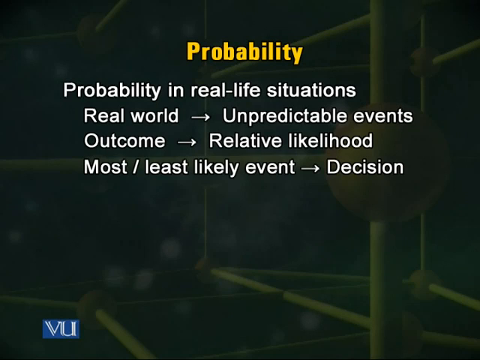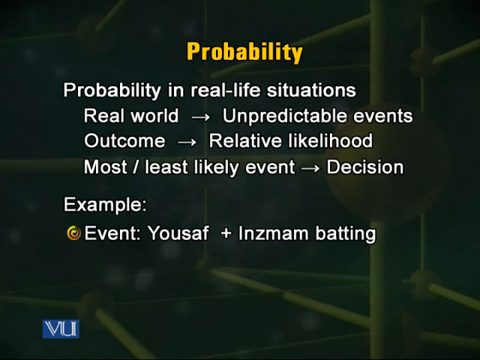This will be clear when we look at this interesting example. Suppose you are watching a cricket match and two of Pakistan's famous batsmen, Muhammad Yusuf and Inzamamul Haq, are batting. Then what will happen after the next ball? It's an unpredictable event. Nobody knows. There are many possible outcomes, and we can make a prediction, a declaration, a reasonable guess of what's going to happen after the next ball based on our experience of watching these two great batsmen playing together.